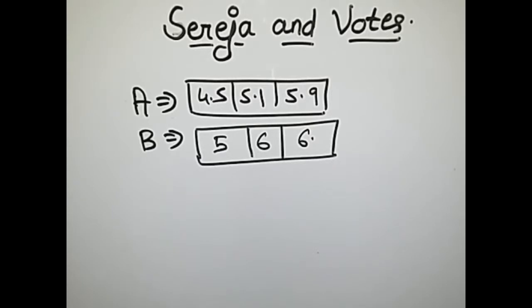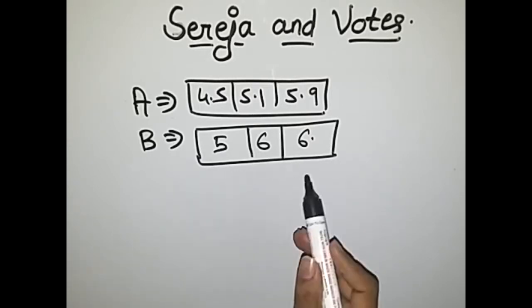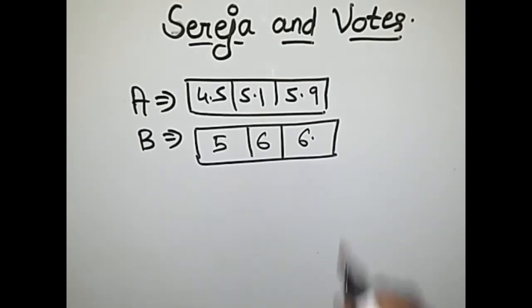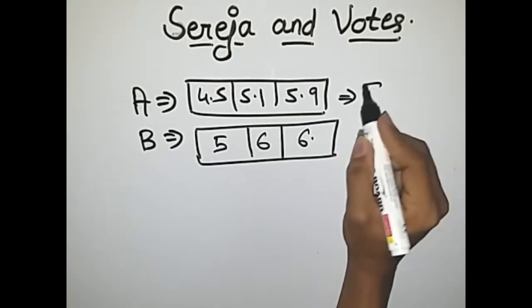Now what's the twist in the sum is we'll be given array B without array A. We'll be directly given array B, and then we have to just find if there is any array A possible whose sum will be equal to 100.